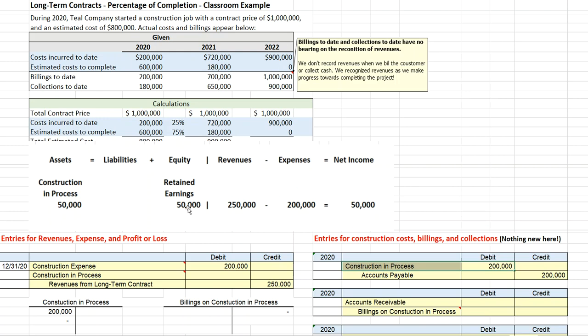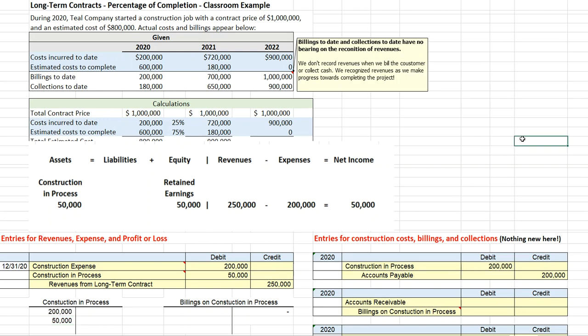To keep our balance sheet in balance, we need to debit something for $50,000. And that $50,000 something will be construction in process. The thought being that we incurred $200,000 in actual cost, there it is, and we've increased the value by an additional $50,000. That's how much we're going to eventually perhaps bill the customer.